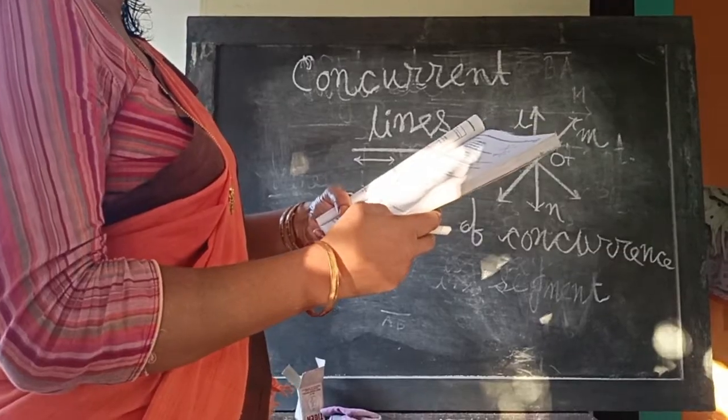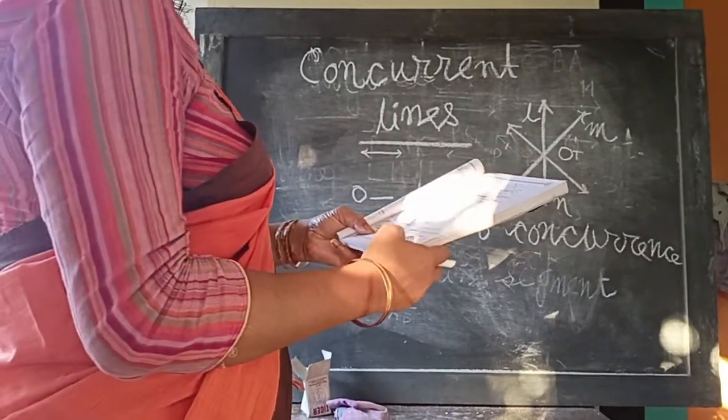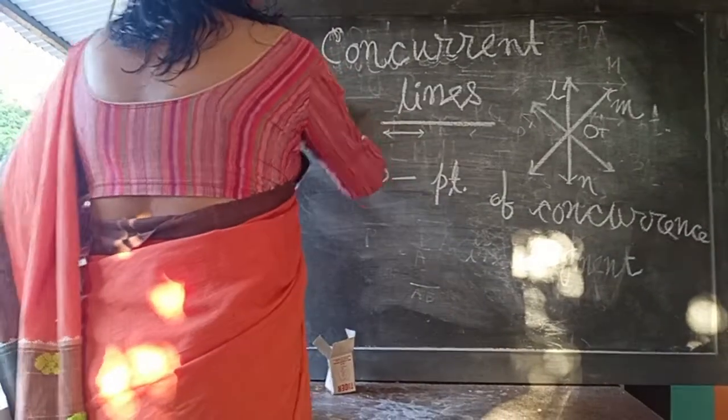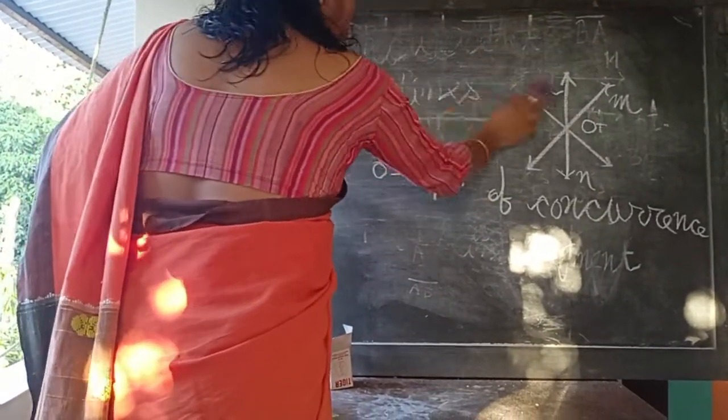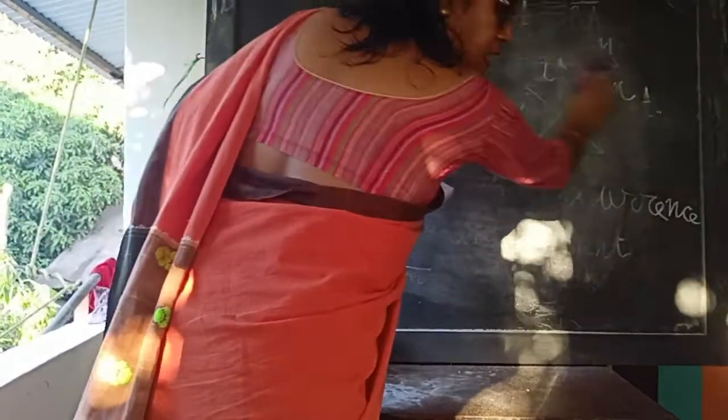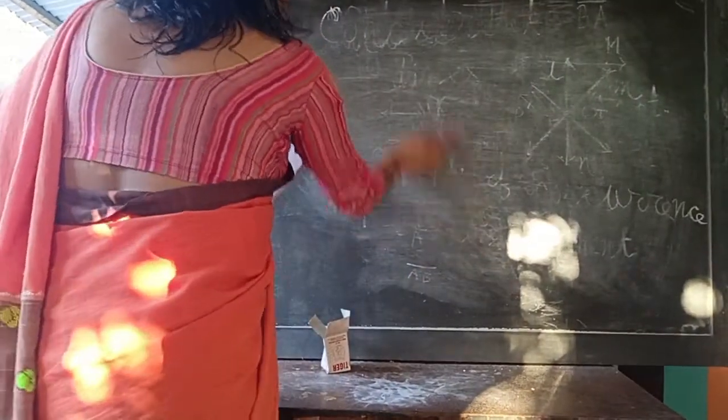Okay. Then see collinear and non-collinear points. Collinear and non-collinear points. Do you understand this clearly? I think you understand this.